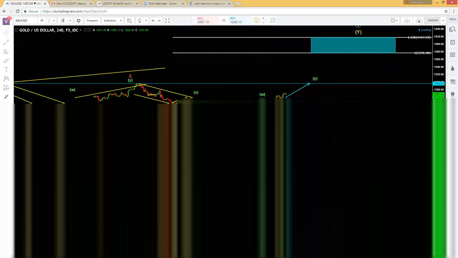So we have this bigger W, X. Obviously we expect a bigger Y, right? The market does not move in a straight line. So if I just join up W, X, Y, you can see that there's a possible big zigzag here on the higher degree.